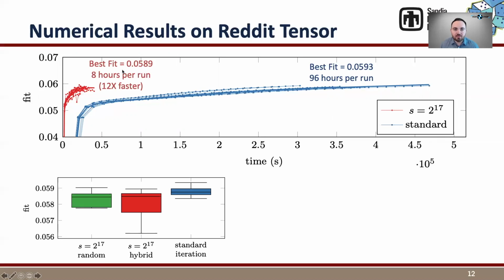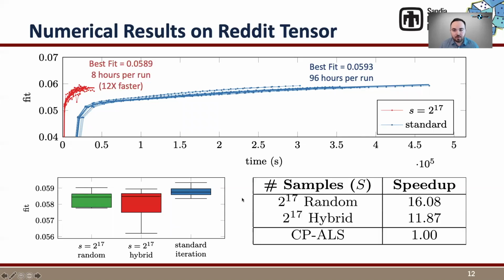They both achieved a similar fit value, but the CP-ALS algorithm took 96 hours to run, or about 4 days, and our algorithm took about 8 hours to run, which is about 12 times faster. This shows the fit across all the different runs, just to confirm that we're getting the same quality of approximation out. And we see that, like I said, with the hybrid sampling, it's about 12 times faster. With the random sampling, it's about 16 times faster. Probably a large part of the difference in these speedups is that we're using an estimated fit to terminate the randomized runs, so there's a little bit of noise in how soon you actually quit out of the algorithm.